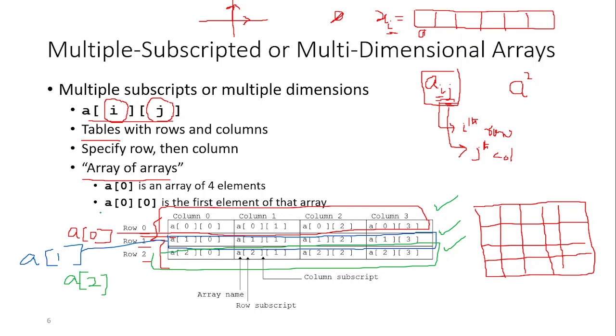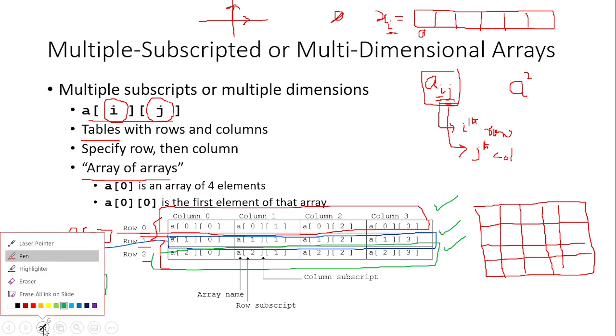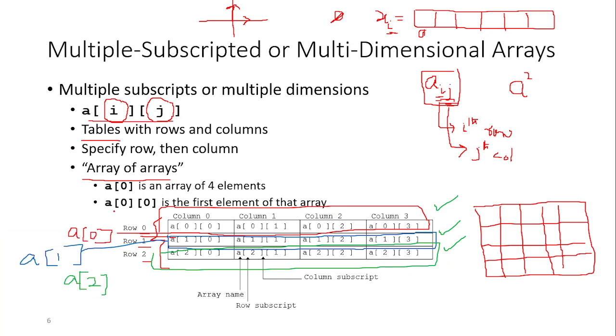If you want to access individual elements of this two-dimensional array, you have to specify both the row index and the column index. So A00 means this element at the 0th row and 0th column. Similarly, this element A22 is in the second row and second column. This is in the 0th row and third column. This here is in the first row and first column. So if you want to access individual elements, that is how you can access them.